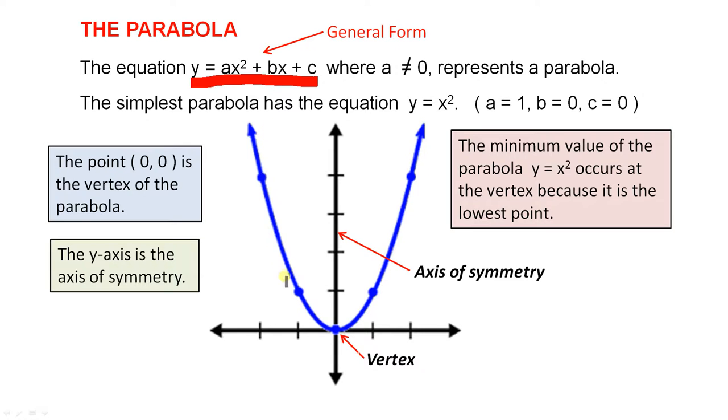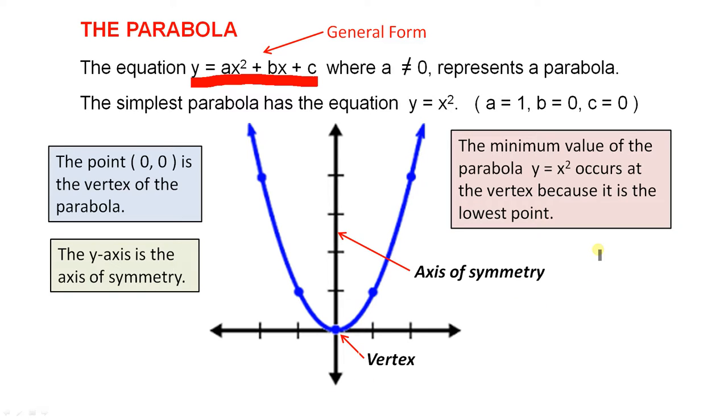Now here is the sketch of the parabola y equals x squared. Now we'll notice that the point (0, 0) is the vertex of the parabola. So here it is here. This point here is known as the vertex, and it occurs at the origin, or the point (0, 0). The y-axis is the axis of symmetry. So the y-axis here is the axis of symmetry. It's like a mirror, and it divides the parabola into two halves, and they're equal halves.